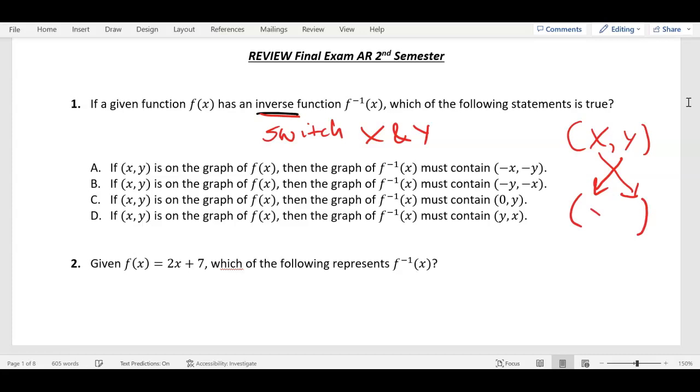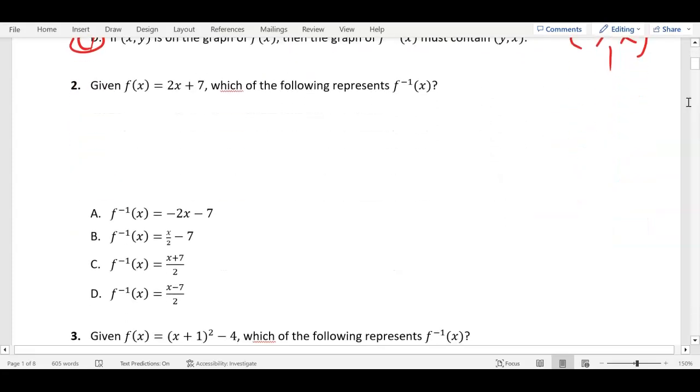So it'll be y comma x. Okay, so the answer for this one would be letter D. xy turns into yx. Cool. Now, given f of x equals 2x plus 7, which of the following represents the inverse?